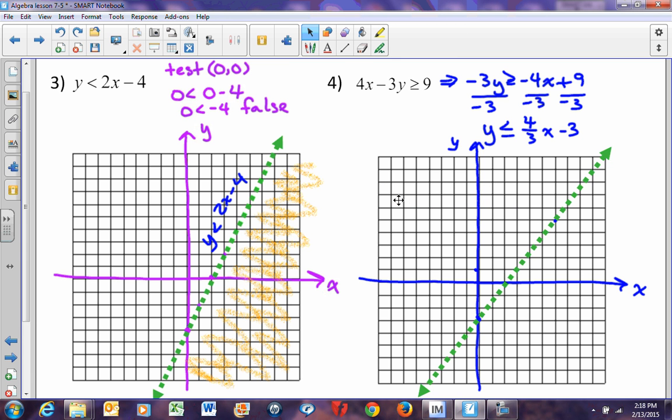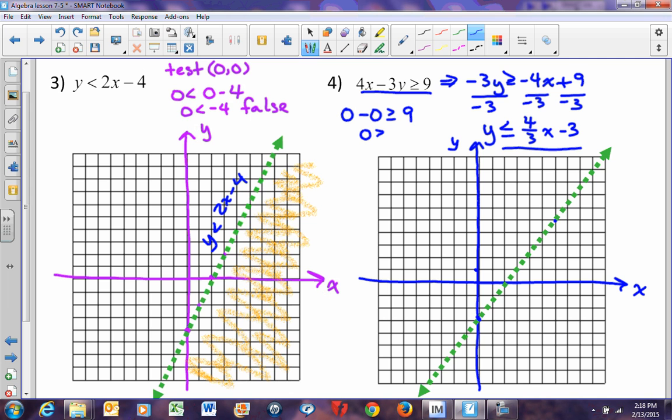I can test my 0, 0 points. And it doesn't matter, I can test it in the original equation here, or I can test it in my equation that I just wrote. It doesn't really matter. I'm going to test it in the original. 0 minus 0 is greater than or equal to 9. 0 is not greater than or equal to 9. That would be false. So I'm not going to shade where 0, 0 is. Okay, which means I'm going to shade down here.